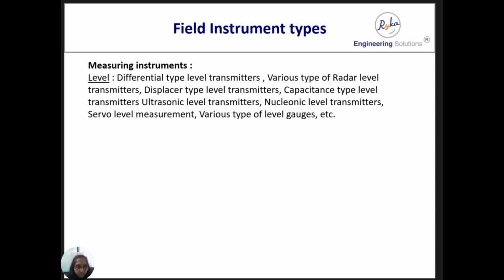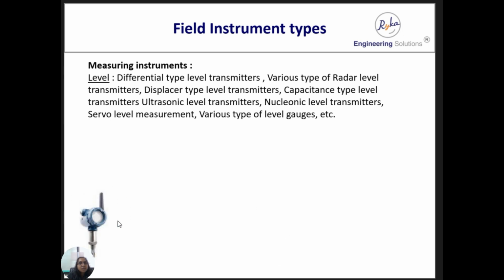Next are measuring instruments, level: differential type level transmitters, various type radar level transmitters, displacer type level transmitters, capacitance type level transmitters, ultrasonic, nucleonic, servo level measurement, and various type of level gauges.